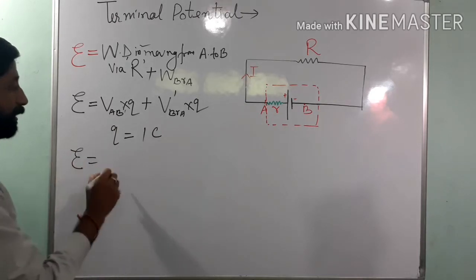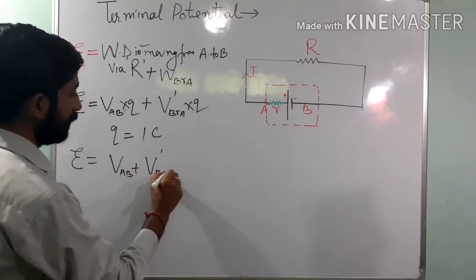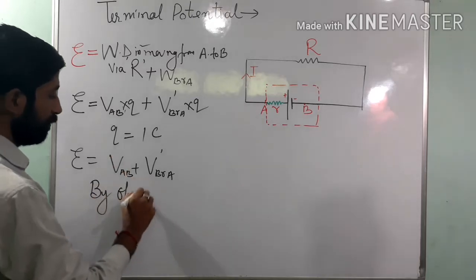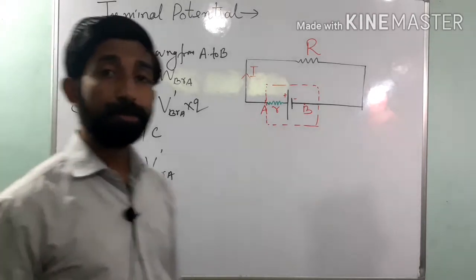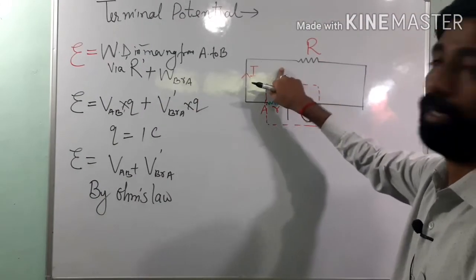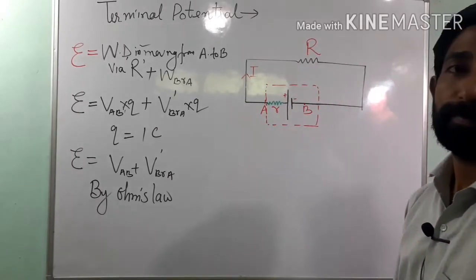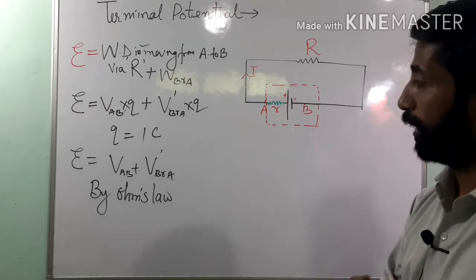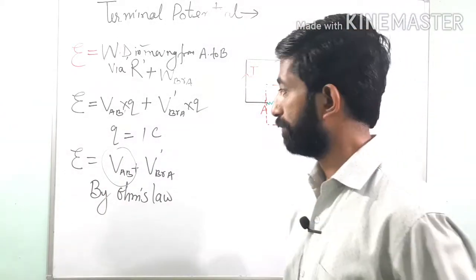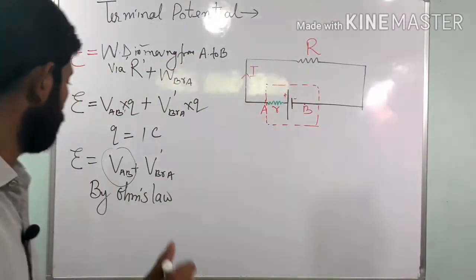So EMF is equal to V_AB plus V'_BA, and by Ohm's law. What is Ohm's law? Now mind this, the current I is moving through the resistance R. So this is producing a potential, that is I into R. So the first term V_AB becomes I multiplied by the external resistance. Simple, no question should be there.